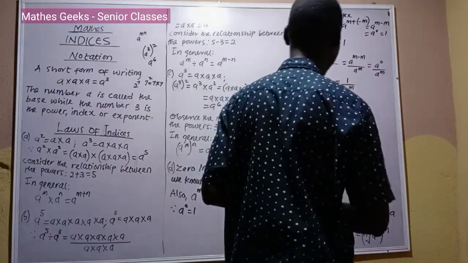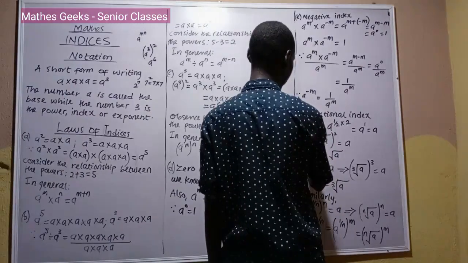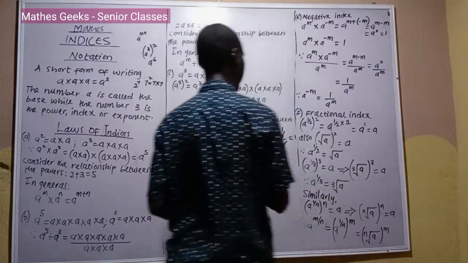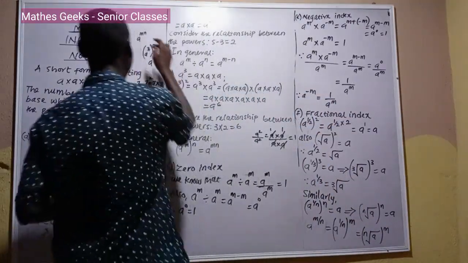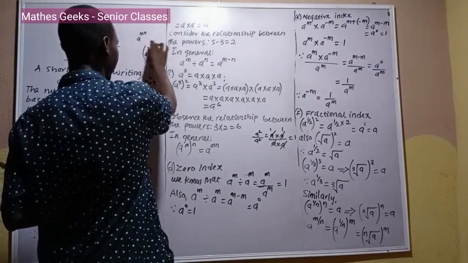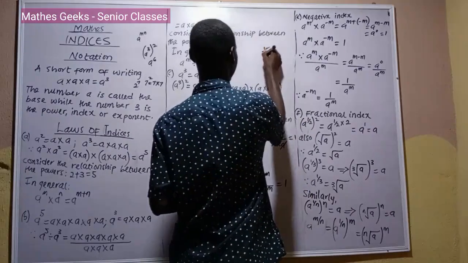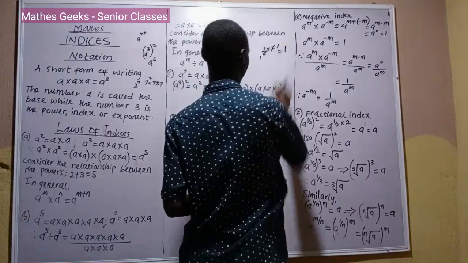Then fractional index. For fractional index, a raised to 1 over 2 is a fractional power raised to power 2. So a raised to 1 over 2 raised to 2 is equal to a raised to 1 over 2 times 2. Just as we have here, multiply the powers together, 3 times 2 to give us 6. So 1 over 2 times 2, the 2 here and the 2 here cancel, leaving 1, so that's equal to a raised to 1.